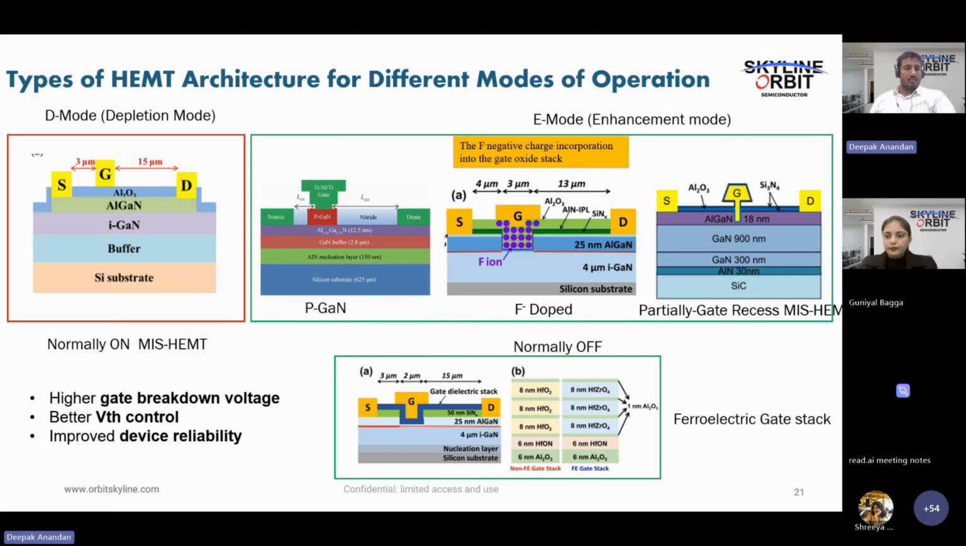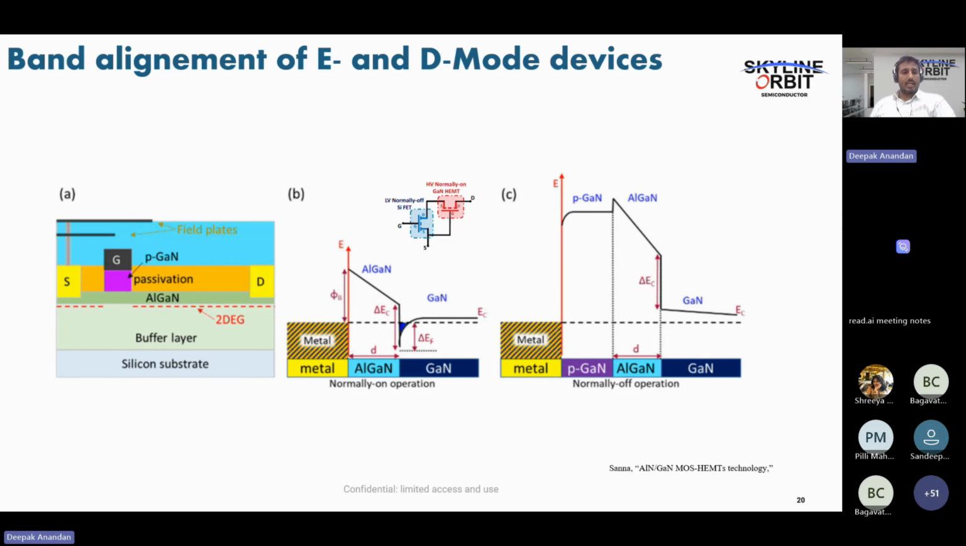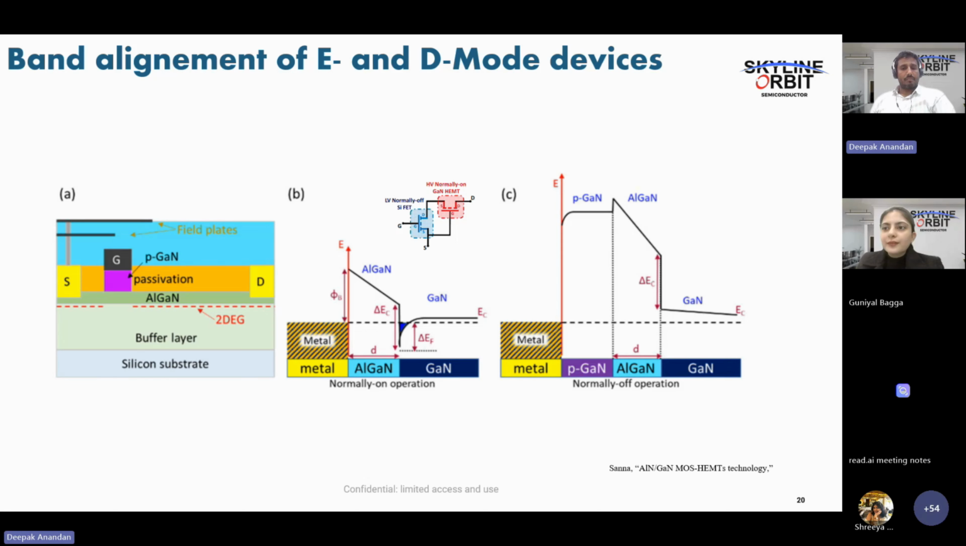In order to make this normally on device into an off device, we need to cascode the device with a silicon MOSFET.